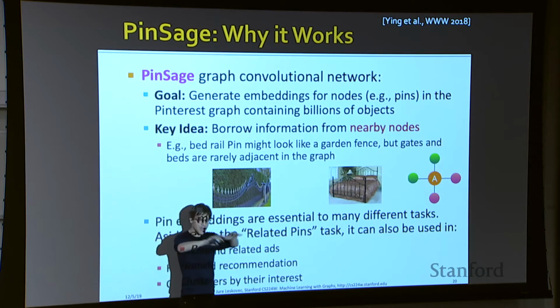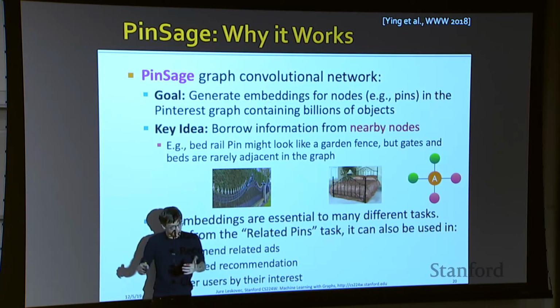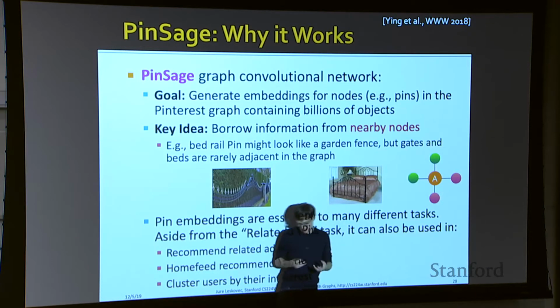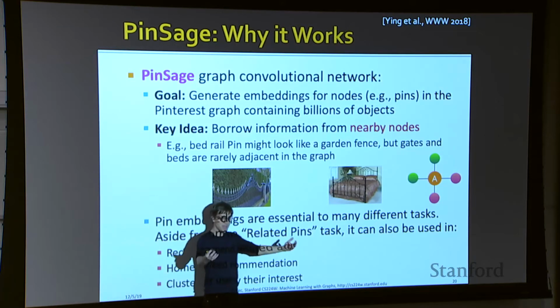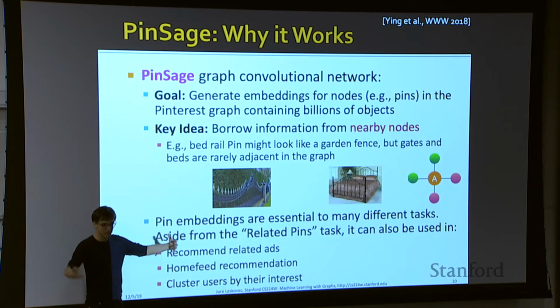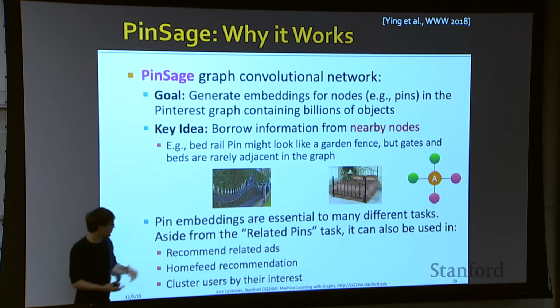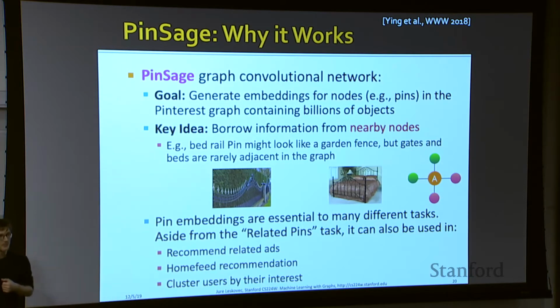But the graph information will tell you that garden fences are in one part of the graph and beds are in the other part of the graph. So this will allow you to resolve your embedding much better because you'll be able to borrow information from nearby nodes, right? And if you are able to borrow this information effectively, these pin embeddings will then become essential to create many different, as I said, products. Like you can do related pins, you can create these endless recommendations, you can use this to cluster users based on interests and things like that, right?